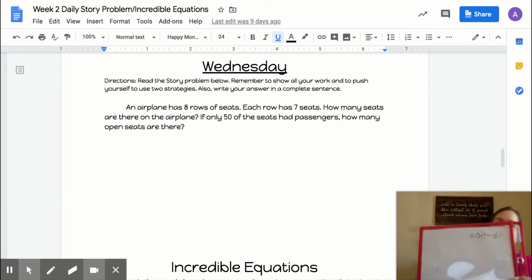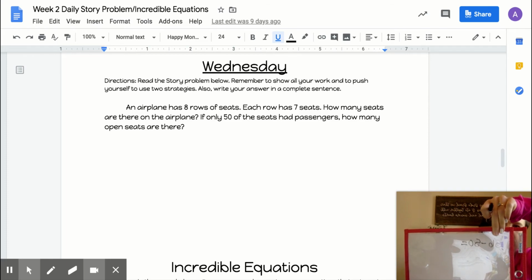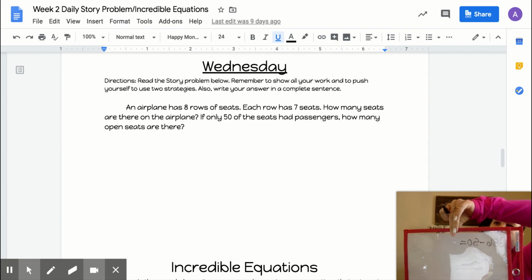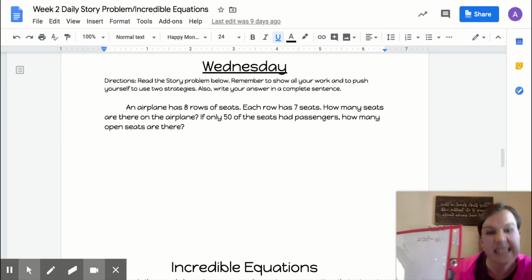So how do I know that I'm going to do 56 and 50? Well, 56 is my known amount of seats, and it's my whole amount. And I'm going to take the whole and subtract a part that I know to find the part that I don't know. So I know that there's 50 seats that are taken by people, and I want to know how many are left. So that's how I know that I can use a subtraction problem today. So 56 subtract 50, if you guessed it, it's 6.